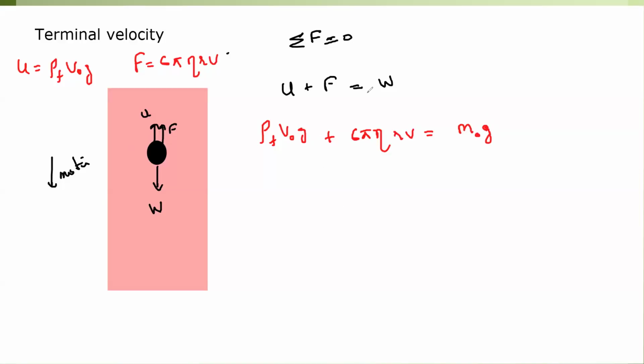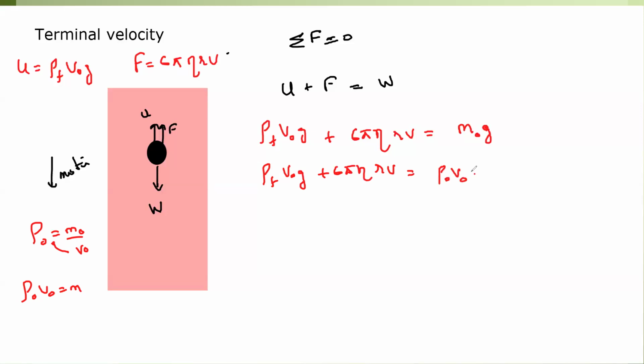Now, the mass of an object, in terms of density: the density of an object is mass divided by volume. So the mass of an object is the product of density and the volume of the object. So density of fluid times volume of object times gravity, plus 6 pi eta rv, is equal to density of object times volume of object times gravity.